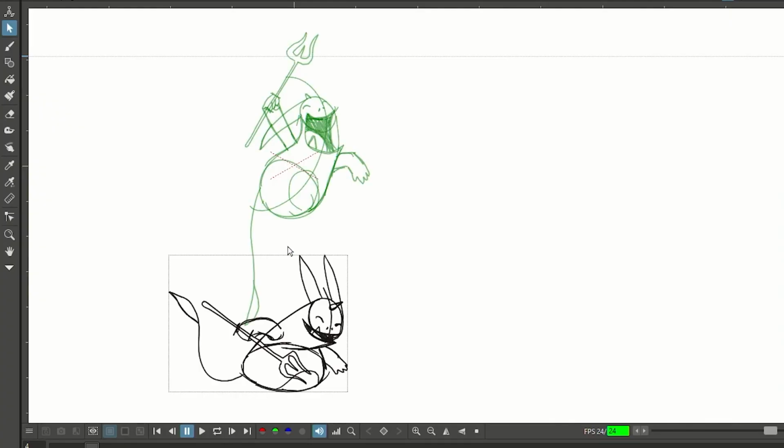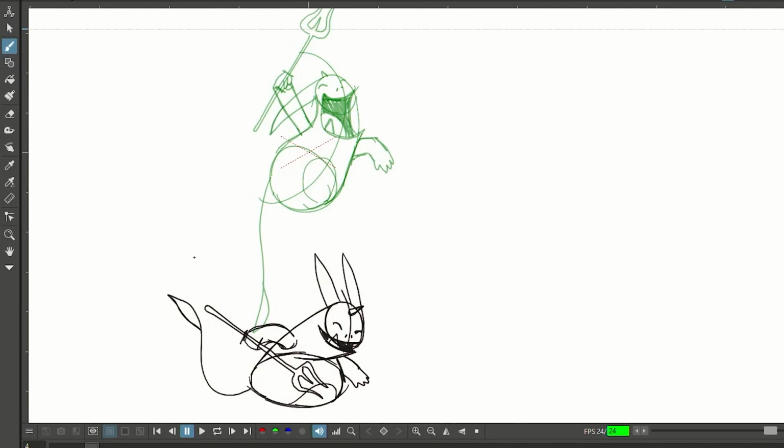The biggest decision we have to make here is how far up we want the body to already be. And this touches on a very interesting aspect of breakdowns.